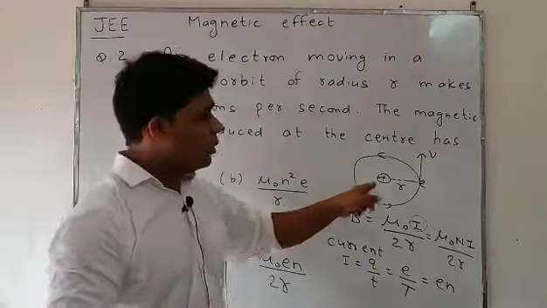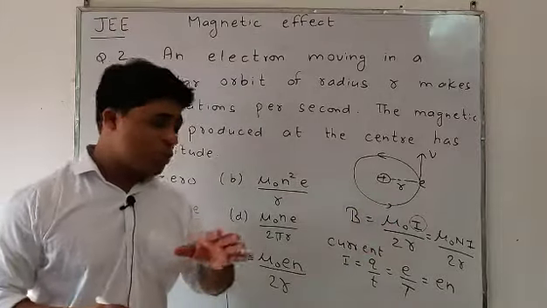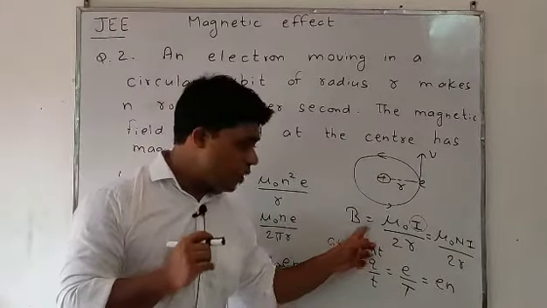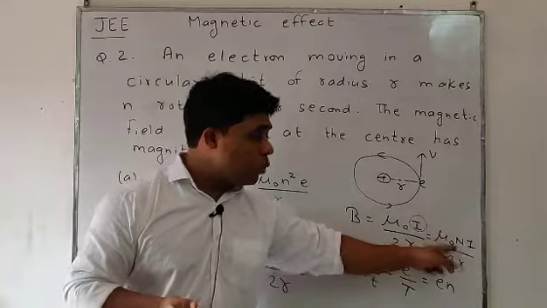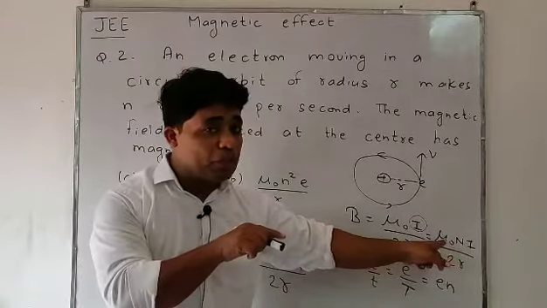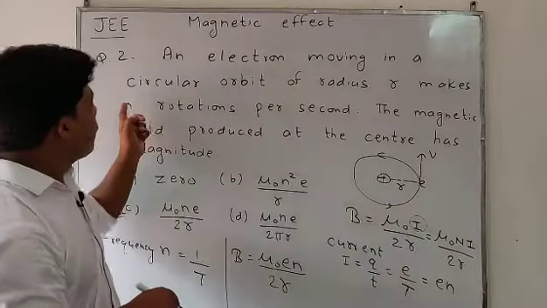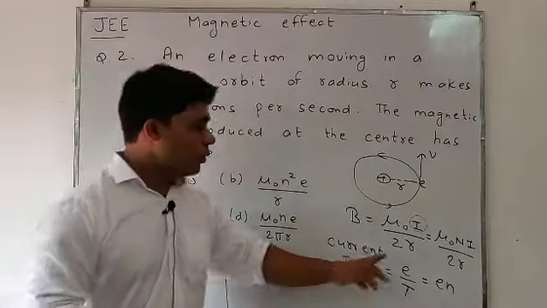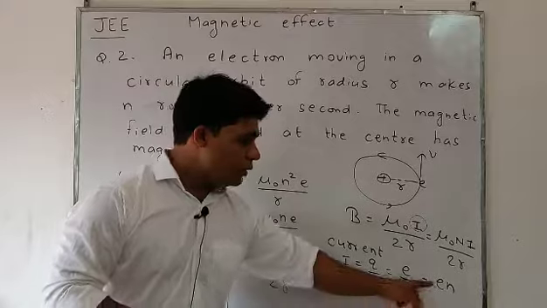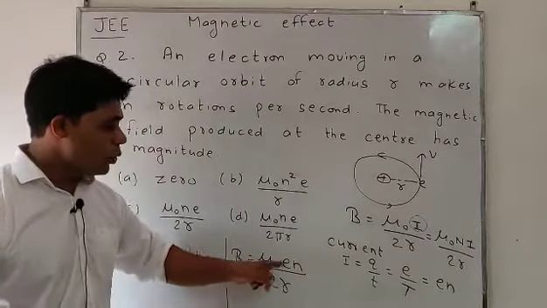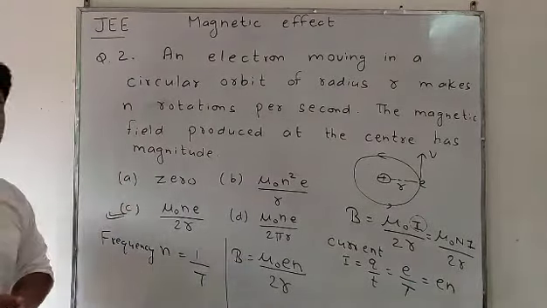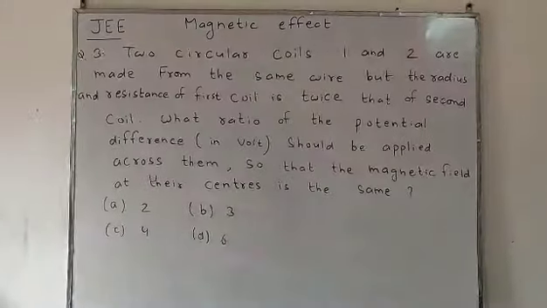So what we did: we applied the first application of Biot-Savart law to find the magnetic field at the center of the coil, mu naught I upon 2r, or mu naught N I upon 2r, where capital N is the number of turns and small n is the frequency, which we are given as rotations per second. Then we just put the value of I, that is e n. So we got mu naught e n upon 2r. C is the correct option. Okay, students.